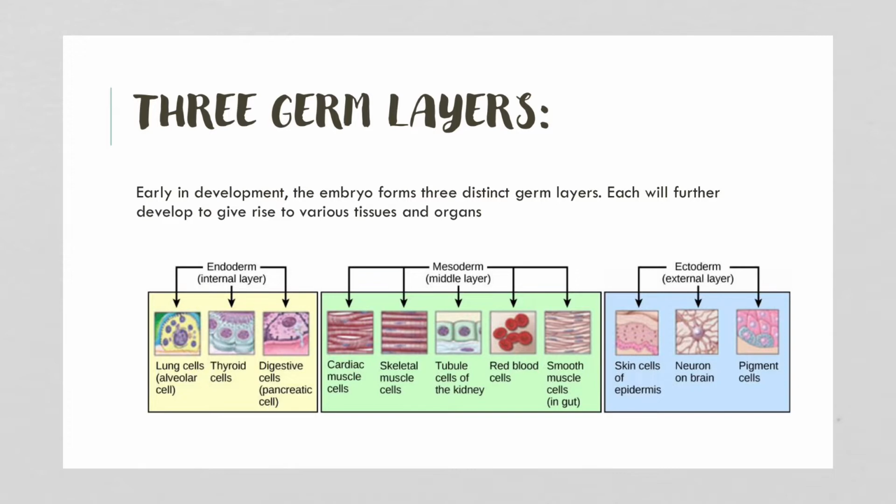The mesoderm is the middle layer, and it gives rise to muscles, so cardiac muscle, skeletal muscle, and smooth muscle. And then also the tubule cells of the kidney and red blood cells. And then finally, the ectoderm, the external layer, would be your skin cells, so your epidermis, your neurons, and your pigment cells. So those are the three germ layers.